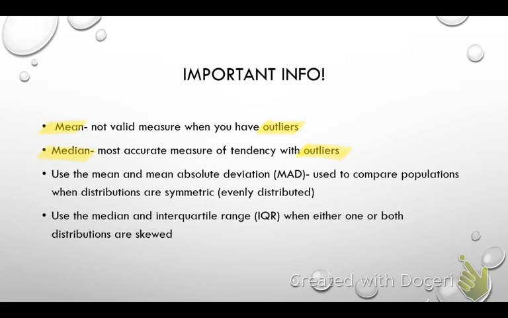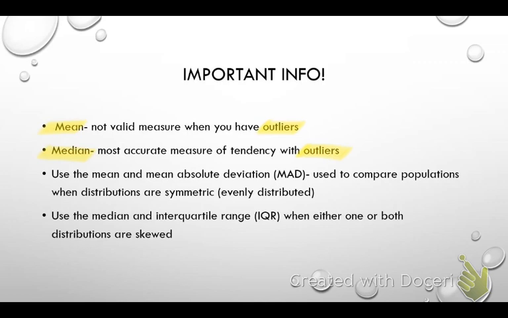All right, so if you have outliers, you're not going to use the mean. So I'm going to show you how to look at a box and whisker plot and determine if there are outliers. Can I tell you, most of the time you're going to have them? You're going to have outliers, all right? That's pretty common. So most of the time you're going to use the median. That's the most accurate measure of tendency when you have outliers, okay?